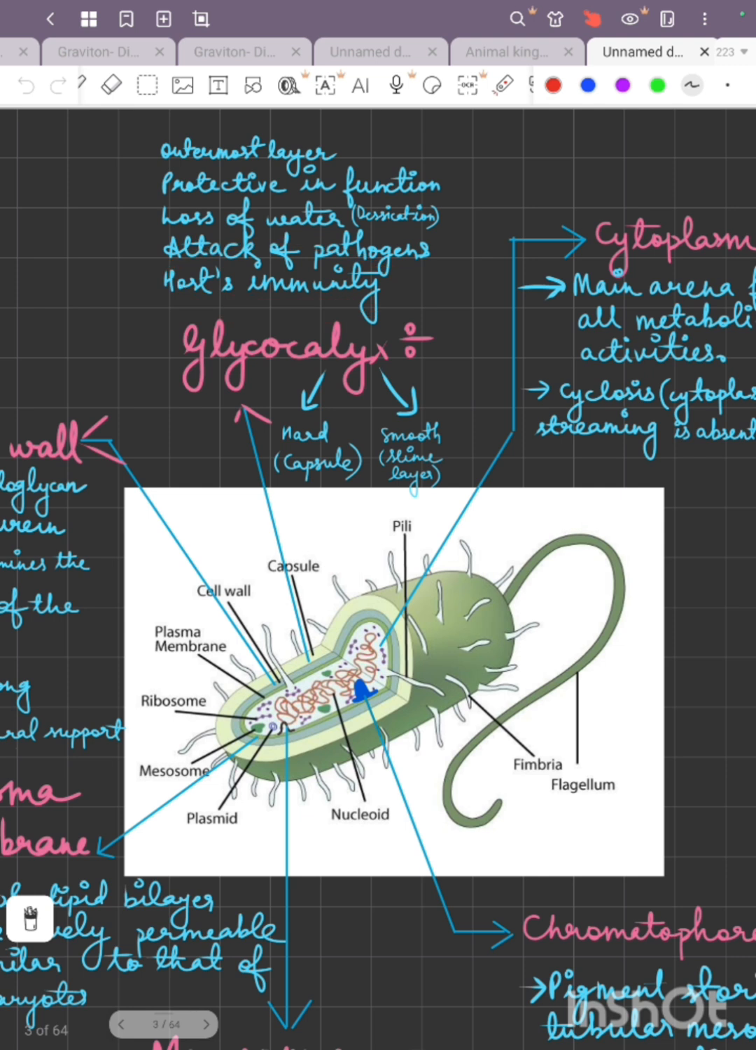Now, if the glycocalyx is a hard and rigid structure, it's referred to as the capsule. But on the contrary, if it's a smooth structure, it is referred to as the slime layer. I hope that made sense. Now, this is the glycocalyx.